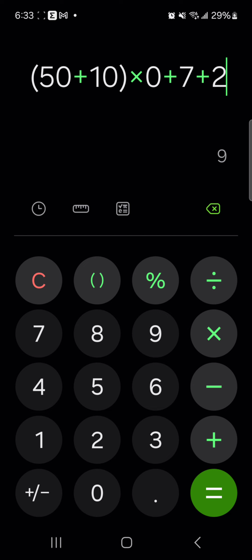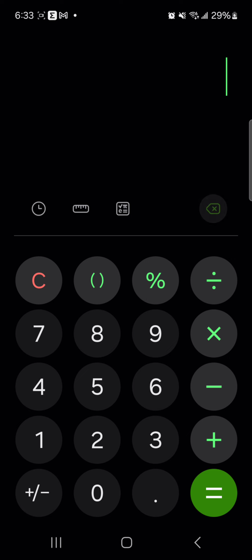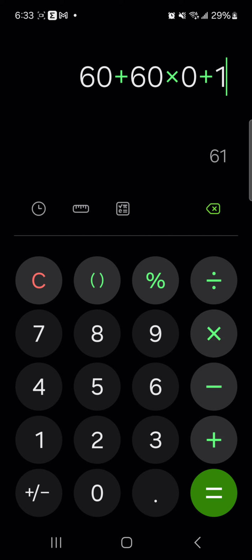Then you multiply that by 0. So 60 times 0 is 0, plus 7 plus 2 is 9. And yeah, that's pretty simple stuff, guys. Another simple problem, 60 plus 60 times 0 plus 1. That's obviously 61. And the common answer I'll see is, anything times 0 is 0, so the answer is 1.